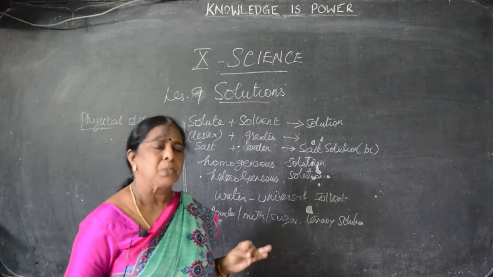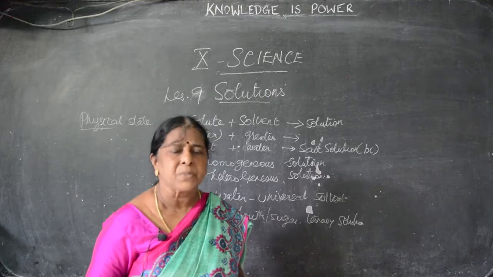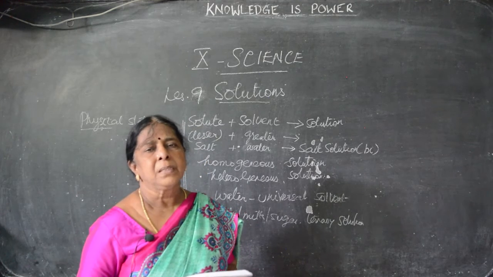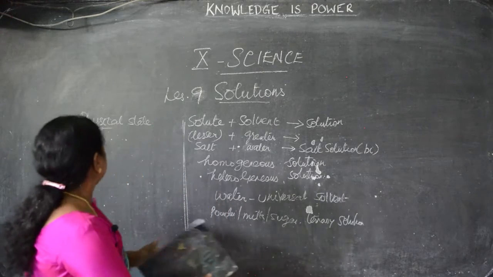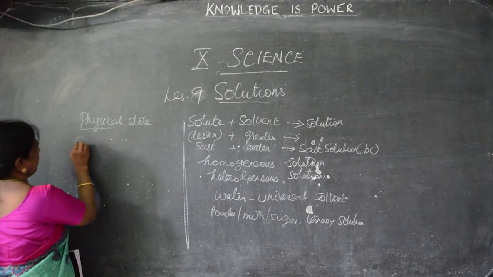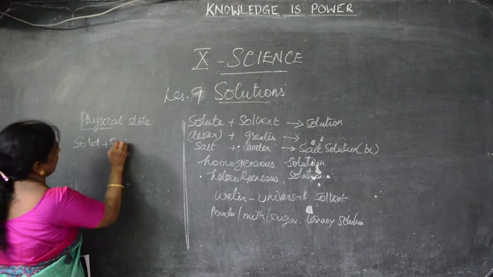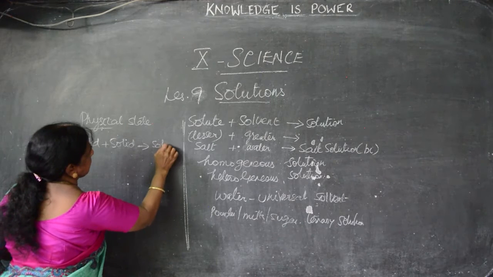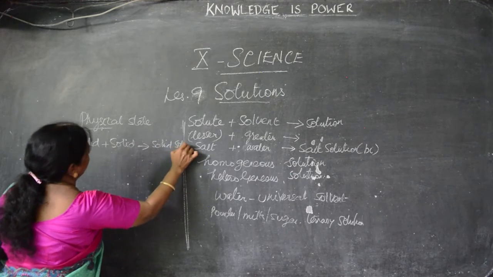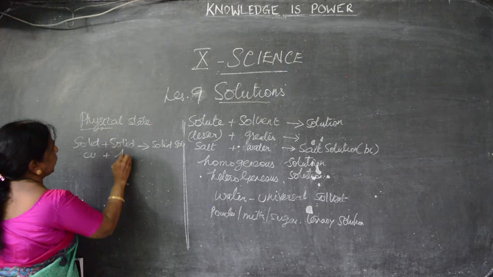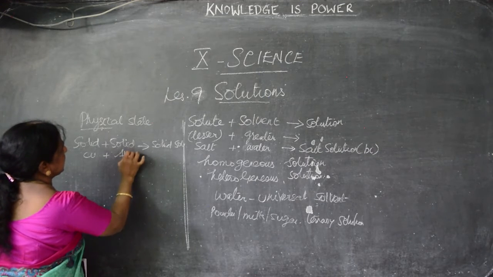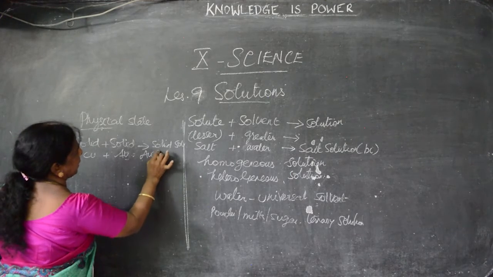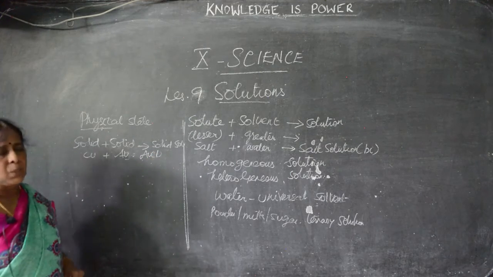So, we have to give an example. Solid to solid, what do you have to write? Copper mixed with gold. That is an alloy. And liquid and solid, that is what I said. First one is solid and solid, gives solid solution. For example, copper and gold, AuCu. This is a solid solution.